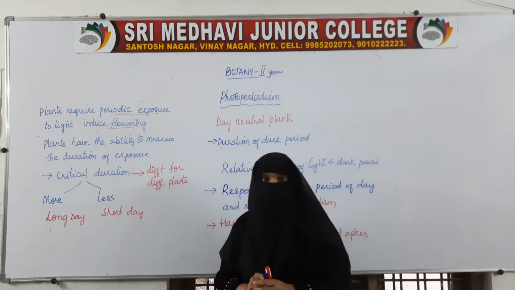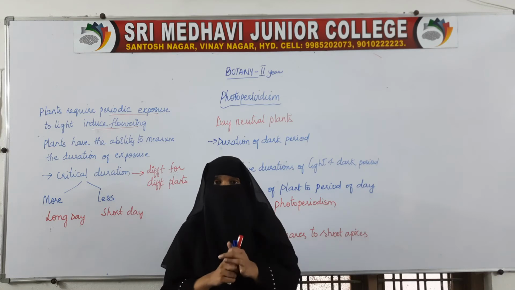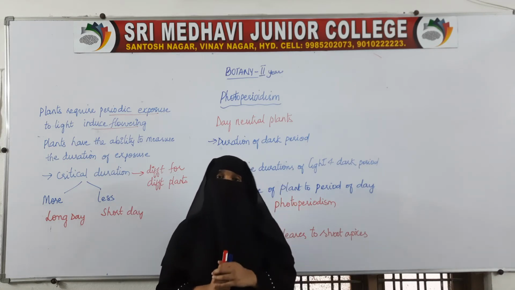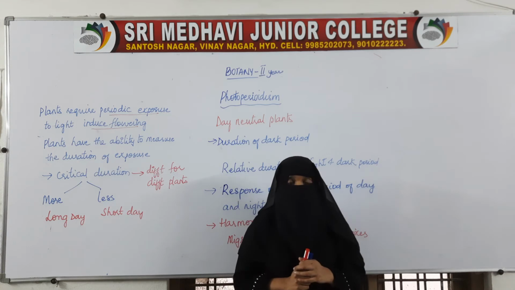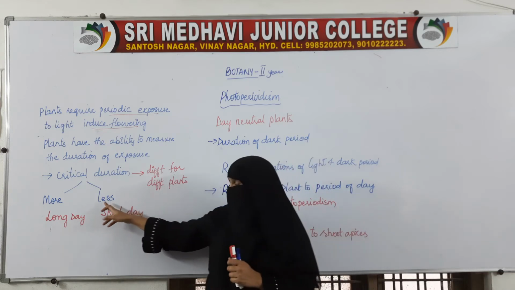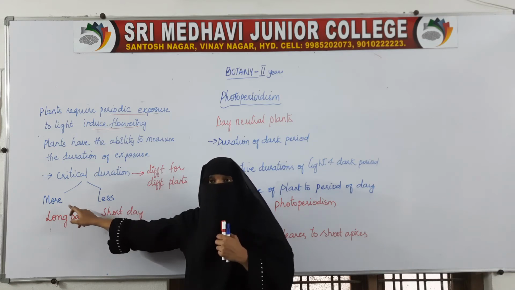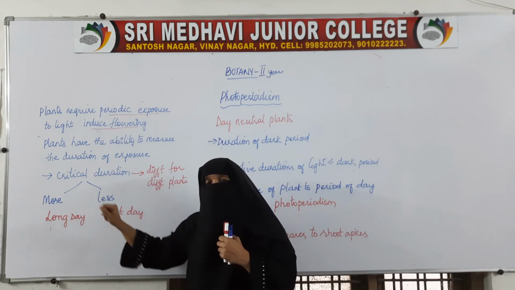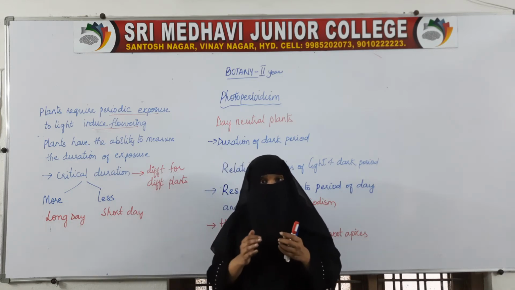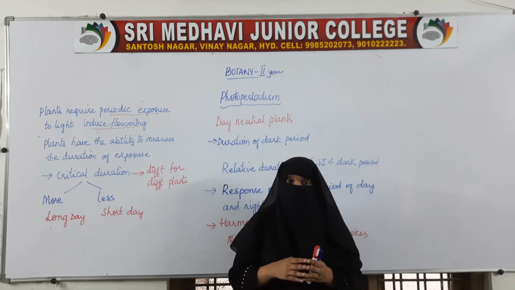This duration of light is also important. Apart from duration of light, duration of darkness is also important. For example, if the plant requires 13 hours of sunlight, then how much dark period should it have? It should have 11 hours of darkness.